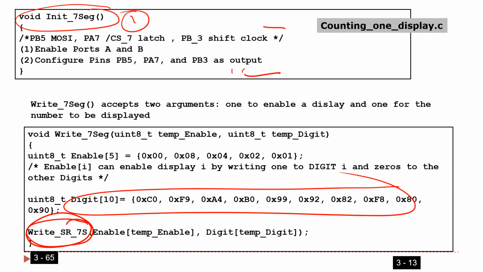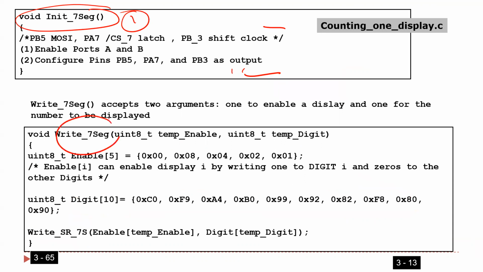Number 2, you have to make sure your program has these functions. This function is the one you are going to use all the time to write to the 7 segment. Also, you have to put this other function, which writes to the shift register. You are not going to use this one directly, but it is needed here. So actually, your program has 3 functions, but you are going to use only 2: this one, and the one for initialization.